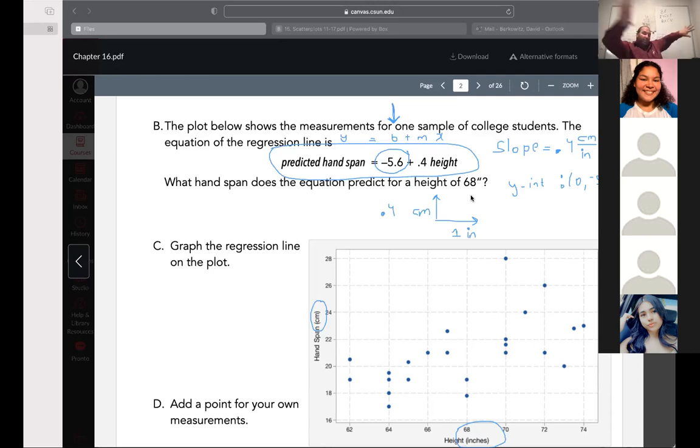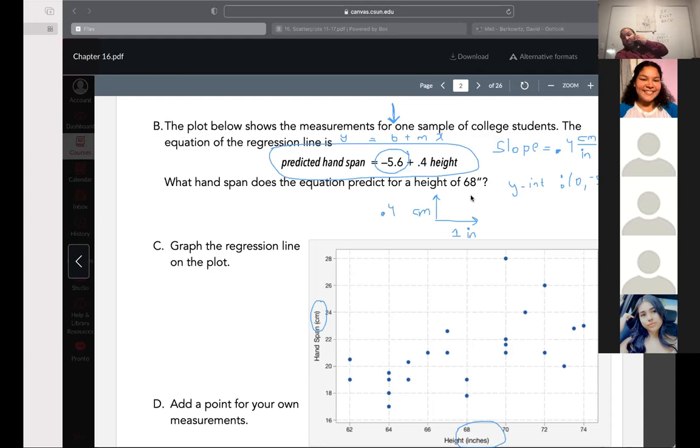We're extrapolating. We can interpolate all we want. We can predict things about inside. If I had someone who was at 63 inches, 63 inches is within my data range. I can predict all day long what someone with a height of 63 inches would have as their handspan. Whatever my line gives me, that's my answer.